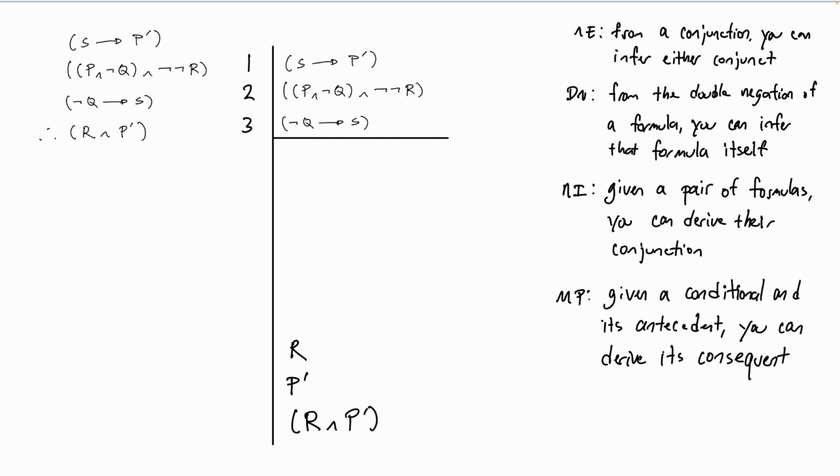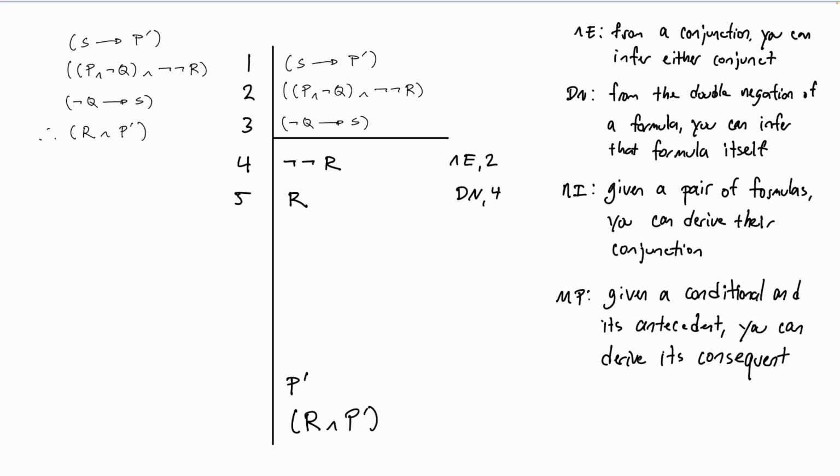So now I have a way to derive not Q, which will allow me to derive S, which in turn will allow me to derive P prime. So now I have a plan for deriving both R and P prime separately, which will allow me to derive their conjunction, which is the ultimate goal. Now it's just a matter of writing out all the steps. So let's start with the derivation of R. First, we derive not R from the conjunction at line 2, which is allowed by the conjunction elimination rule. Next, we derive R from not R at line 4, which is allowed by the double negation rule.